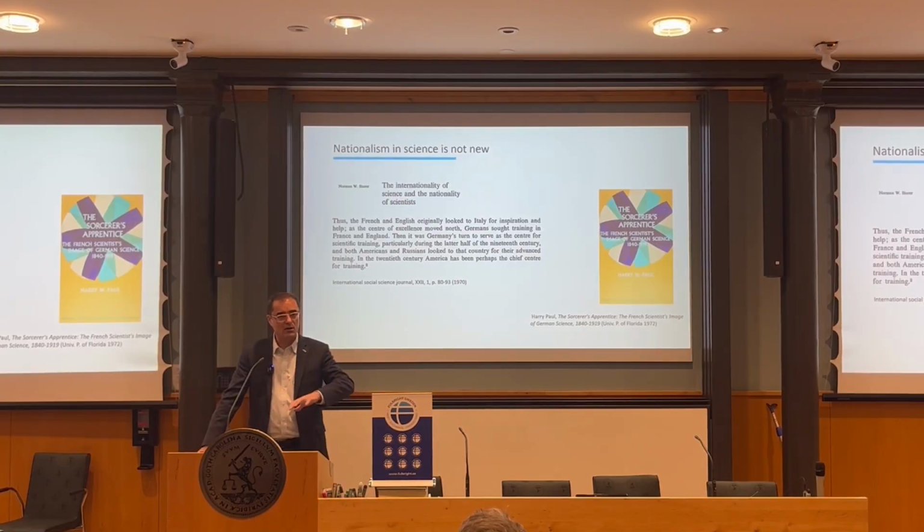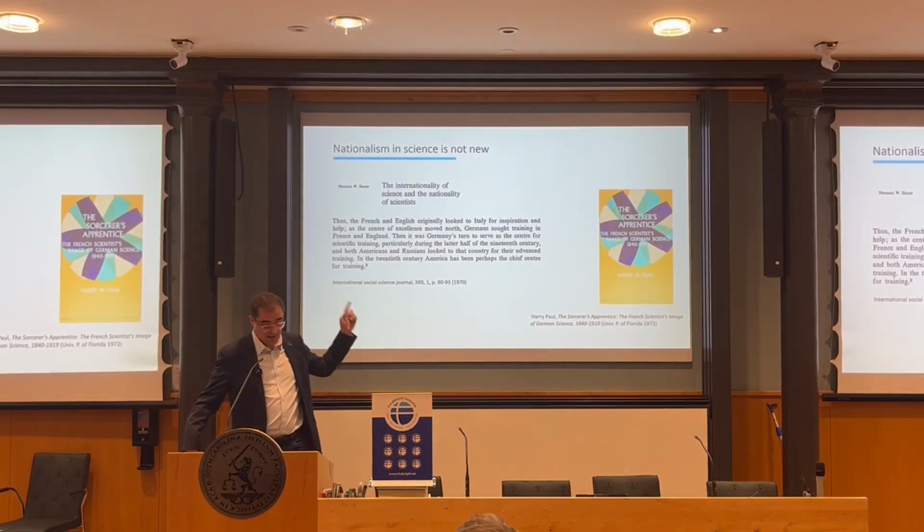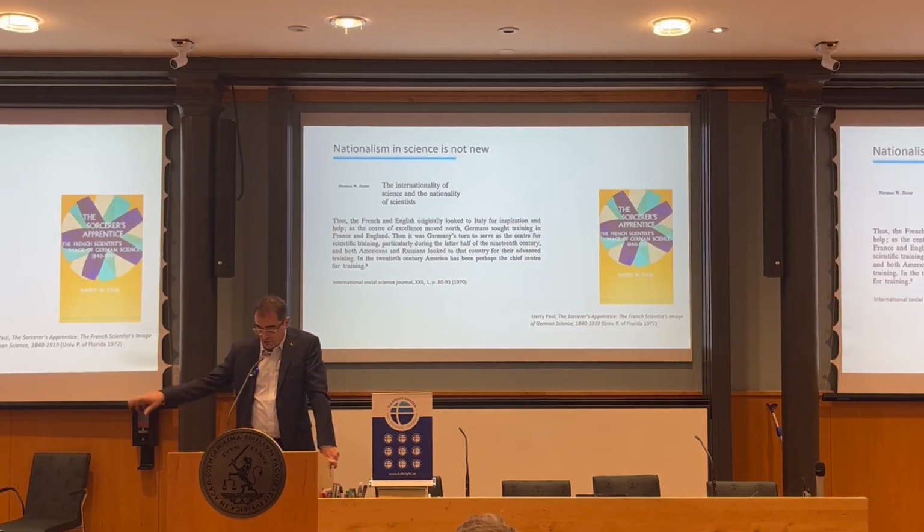So if you look at the last century and a half, we have this sort of nationalist model of thinking about science. This is an article from 1970 by an American sociologist of science, Norman Storer. And on the right you have a book written by Harry Paul that traces the history of the desire of the French scientists to learn the secret ingredients of the German scientists in the second part of the 19th century, the sorcerer's apprentice. What is the source of their magic?